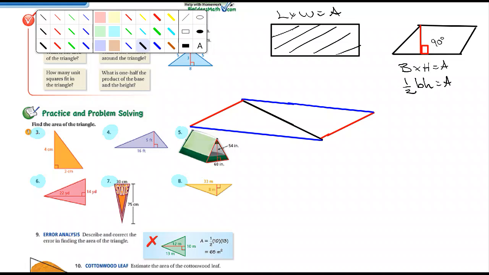And if I wanted to find the area of the triangle, this is the original triangle right here, okay? I'm trying to find the area of this. Well, if you look at it, you can see it's half of a parallelogram. And so the area of a triangle is 1/2 times the base times the height.